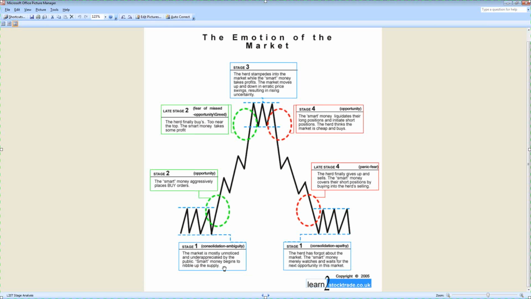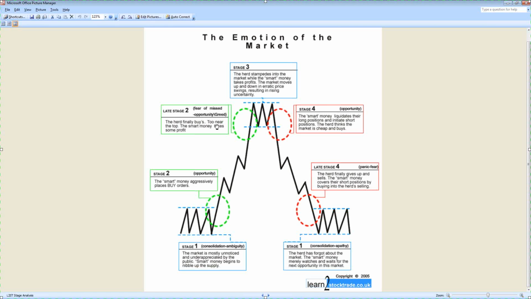That's why with Thursday and Friday's sell-off into the unfilled below value, I've been saying that's an assumed stage 1. And when we started to come out of it yesterday and the day before, I was explaining we're going into early stage 2. Early stage 2 is where the smart money starts to aggressively put buy orders in. They nibble up on the supply and initiate orders above a shorter term balance value area below. Late stage 2 is the fear of missed opportunity, or greed.